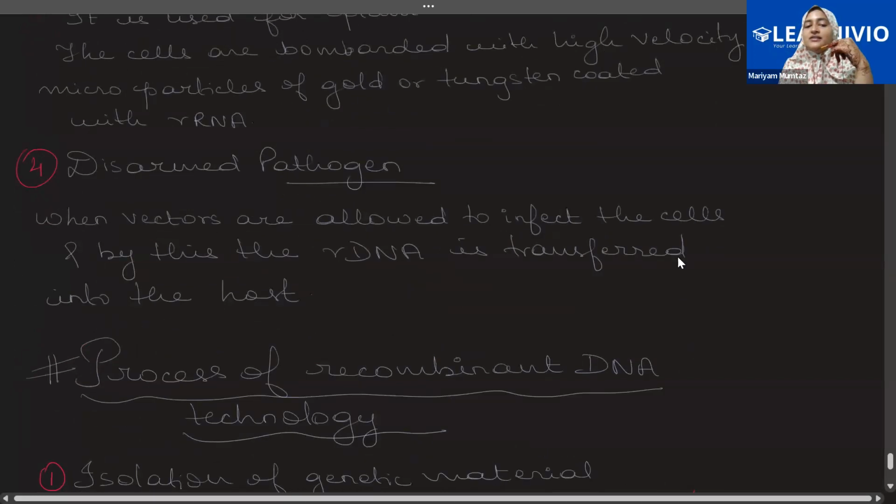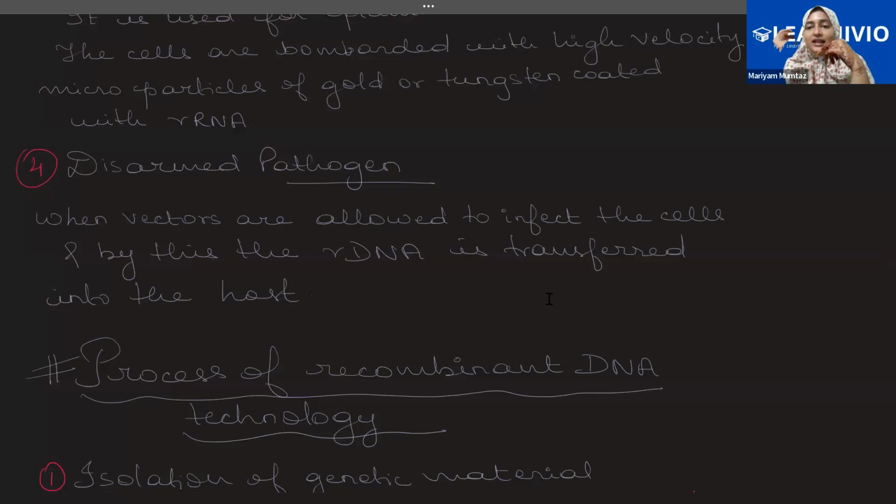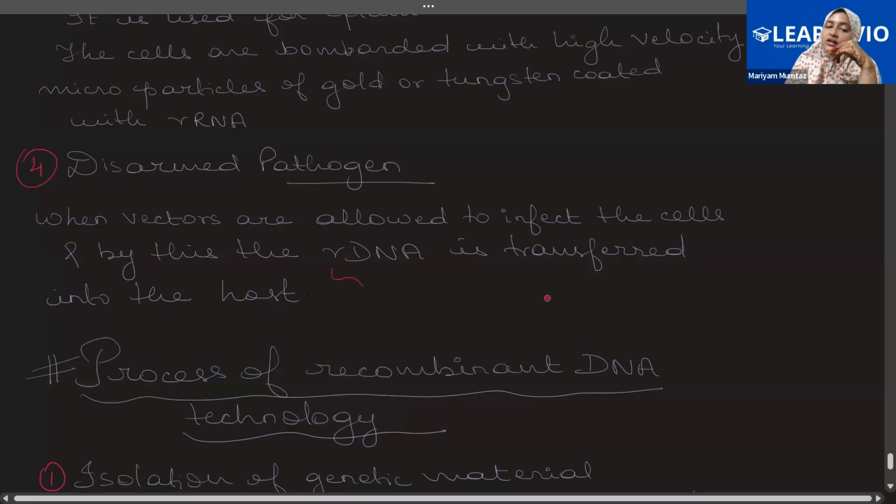And then the last one is the use of disarmed pathogen, meaning when the vectors are allowed to infect the cells, and by this the recombinant DNA is transferred into the host cell. Just like how I told you for retroviruses. If you remember, retroviruses, we disarm them, meaning we take away their pathogenicity, and then because they have a property to divide a lot, we use that property to transfer the recombinant DNA into the host cell. So that is what we do. Any doubts?